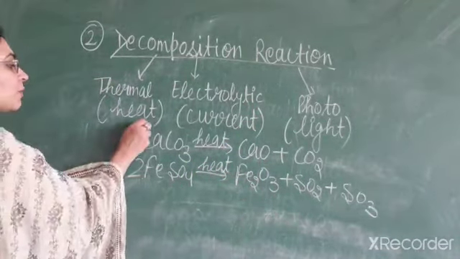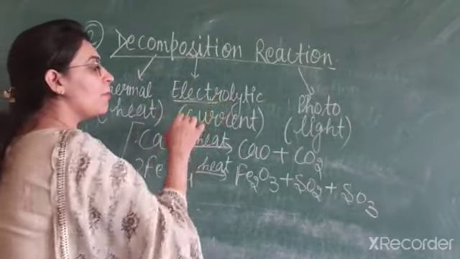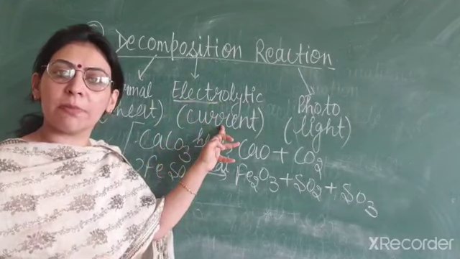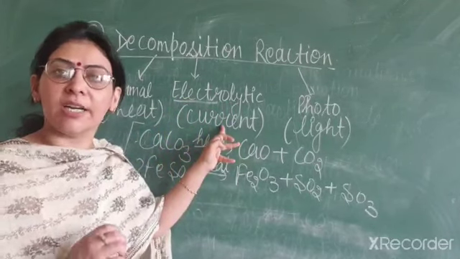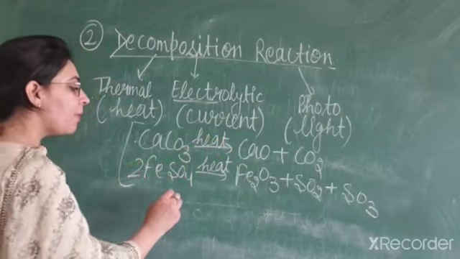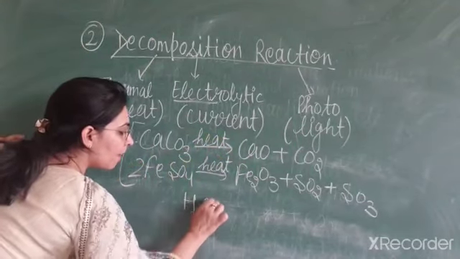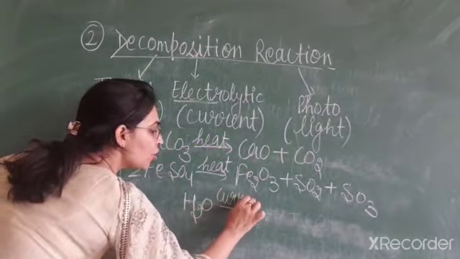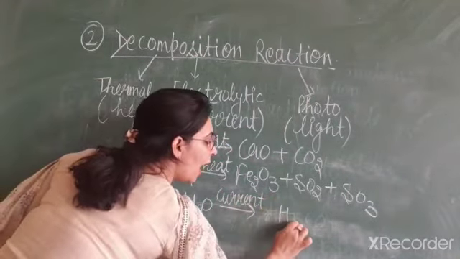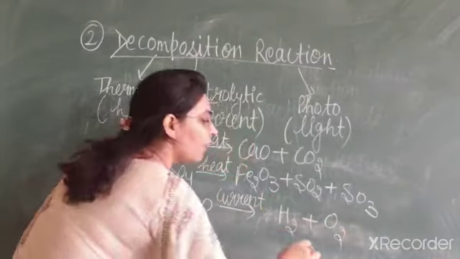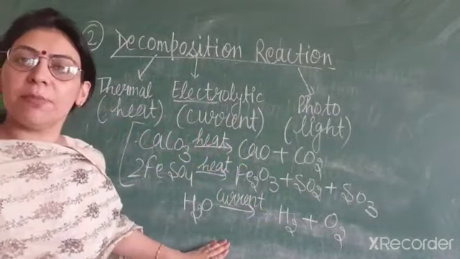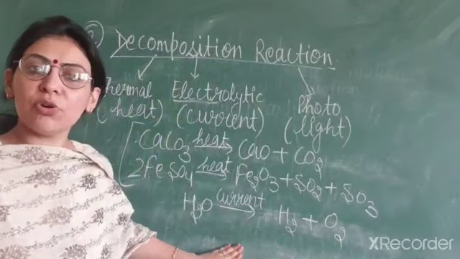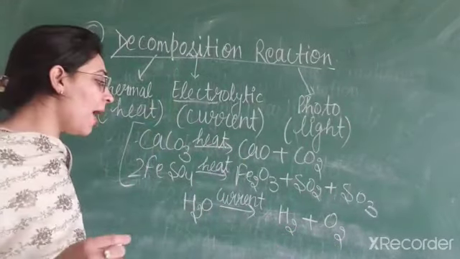Next I am going to discuss the electrolytic decomposition. Electrolytic decomposition is the breakdown that takes place by the supplying of electric current. For example, when we supply the current through the water, the decomposition of water takes place into hydrogen and oxygen. The water will break down into hydrogen and oxygen. This is electrolytic decomposition. This is not the balanced equation.